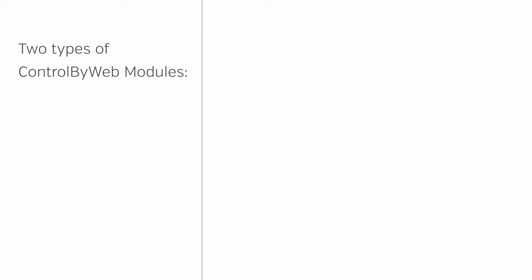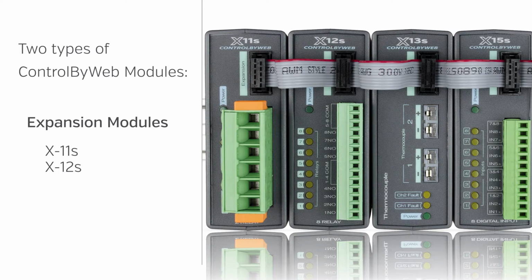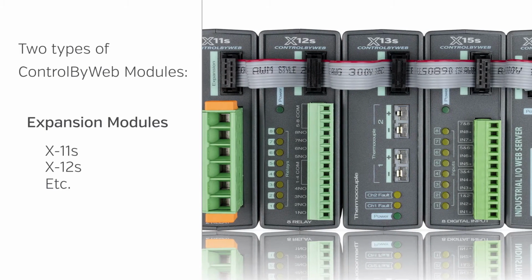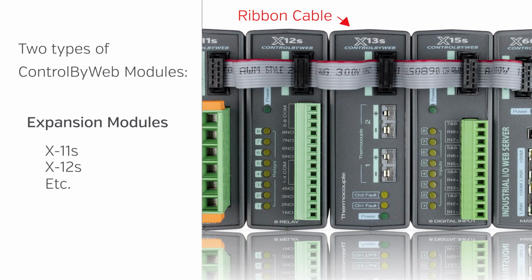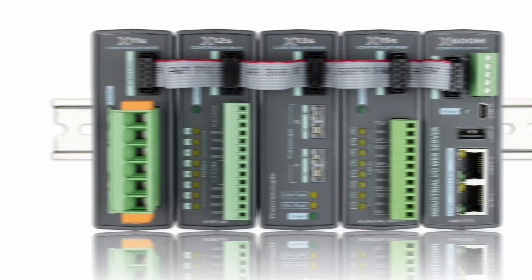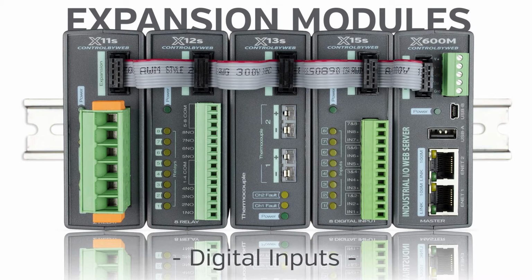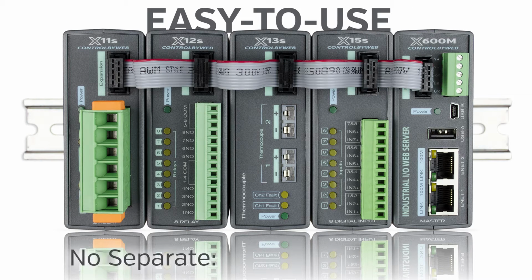The first type of I/O modules are a series of slave expansion modules, such as the X11S, X12S, and so on. These directly connect to the X600M through a ribbon cable, which we refer to as the expansion bus. The expansion bus powers the modules and provides differential serial communications between the modules and the X600M. We offer a variety of expansion modules that include relays, digital inputs, thermocouples, analog inputs, and more. The expansion modules are easy to use because they don't require a separate power supply, Ethernet connection, or IP address.